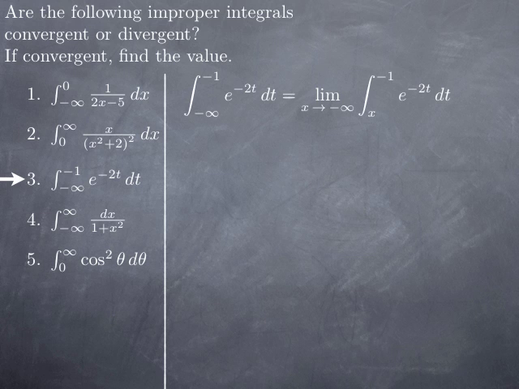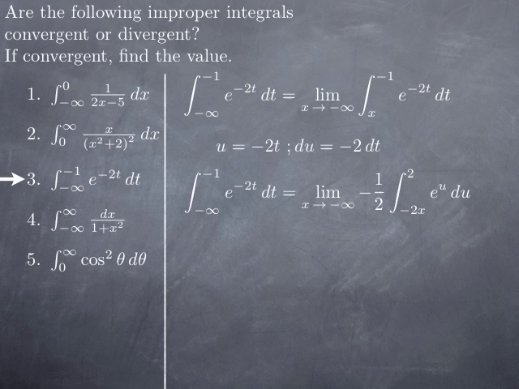So to calculate this integral from x to negative 1 of e to the negative 2t, we just use a simple substitution. u is negative 2t, so du is negative 2 dt. That means we replace dt by negative 1/2 du, and then we have e to the u. So we obtain the limit of negative 1/2 integral of e to the u du, and as usual we change the bounds of integration accordingly.